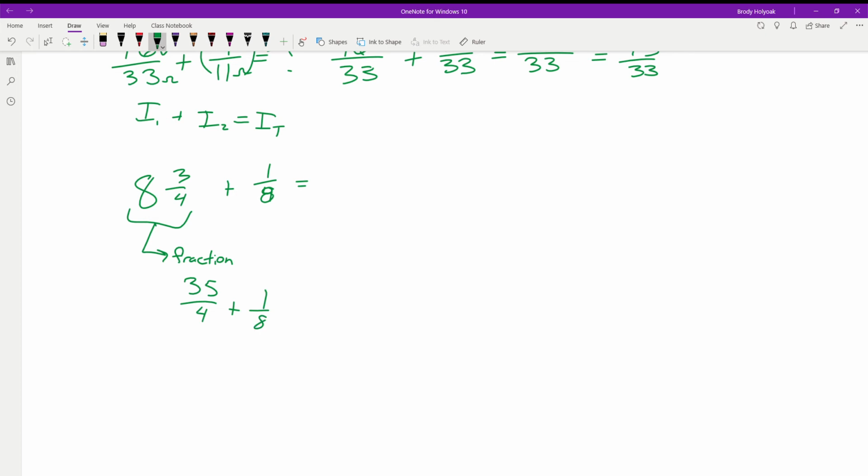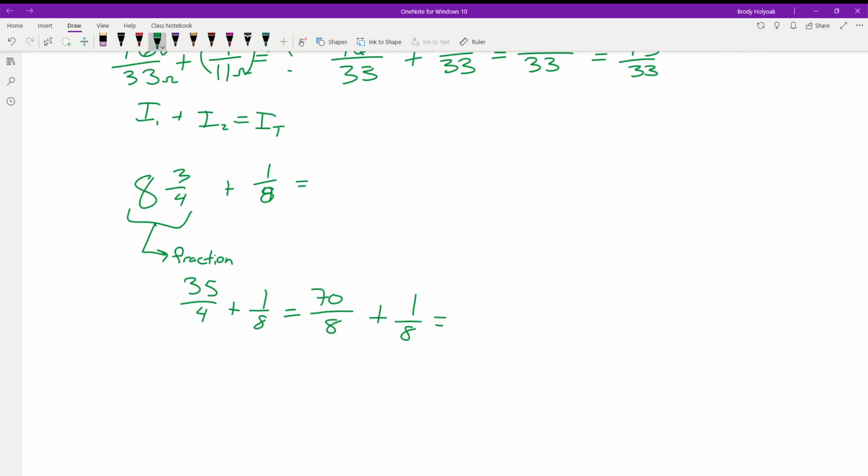So now we've got 35 quarters, 35 fourths. We want to add an extra 1/8 to it. So the next thing we need to do is convert these guys into the same common denominator. And in this case, what is our common denominator? 8. So in this case, we have a 1/8. That's going to stay the same. Now what do we have to do to this guy to go from fourths to eighths? Multiply it by 2. So 35 multiplied by 2 is 70.